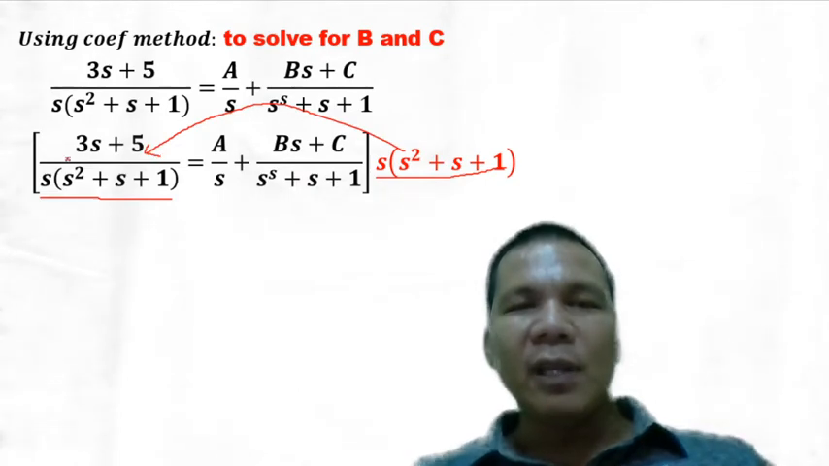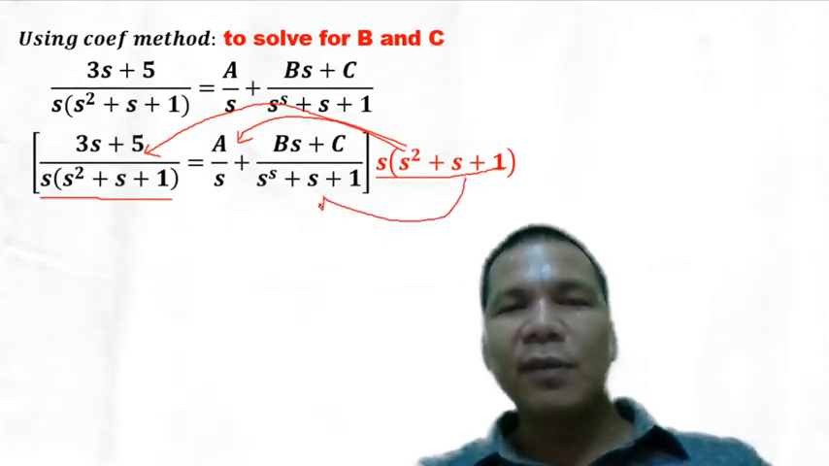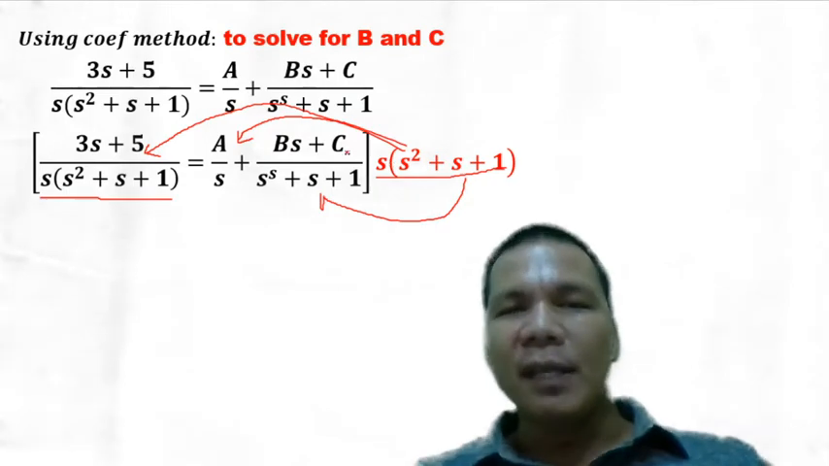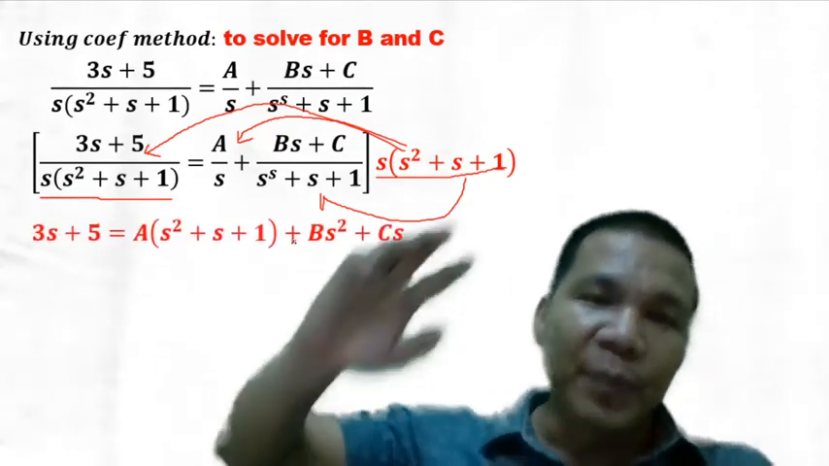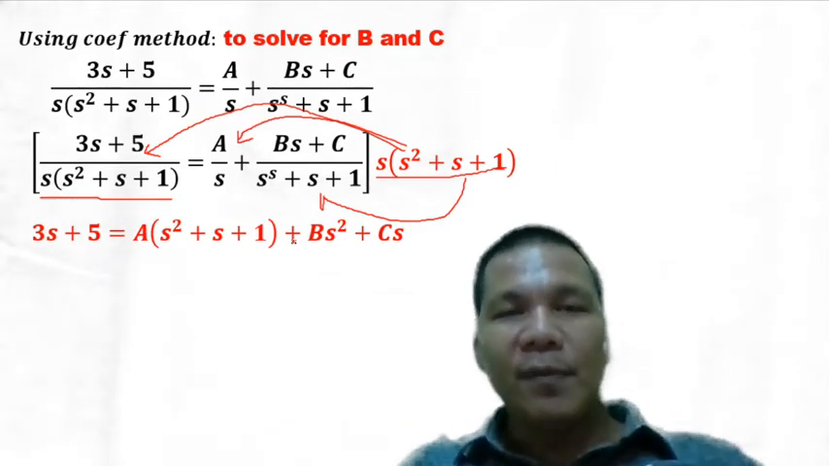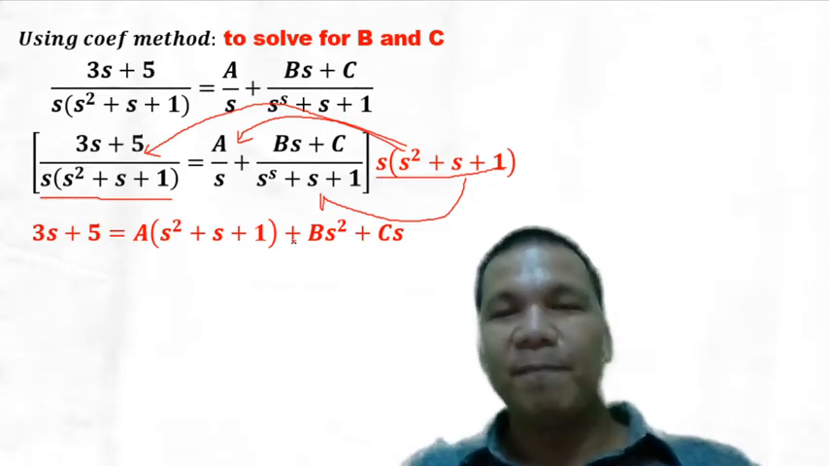Now, that will give you 3s plus 5. Distribute this LCD to this term, that will give you A, s and s will cancel out, that will be A multiplied by s squared plus s plus 1. Distribute this to this term, what will be left? S. So s times s, that will become bs squared, s times c, that will become cs. That will give you 3s plus 5 equals A times s squared plus s plus 1 plus bs squared plus cs.